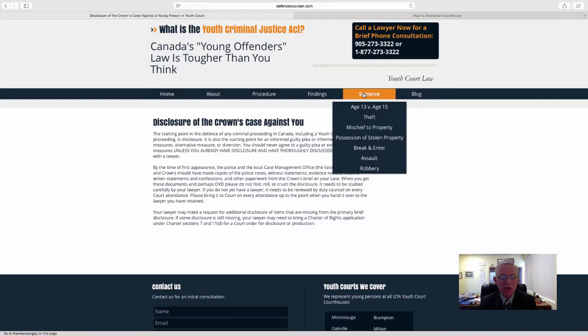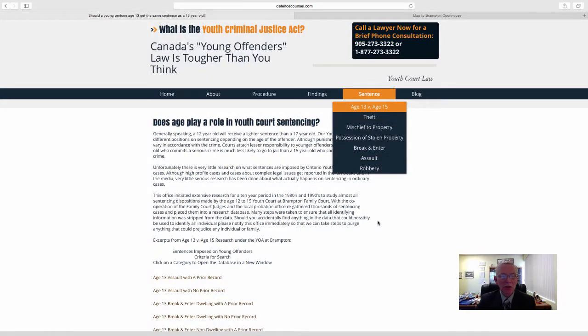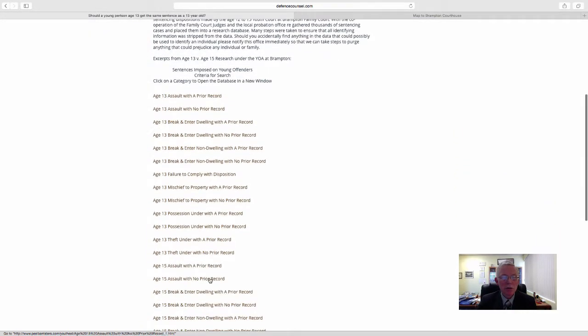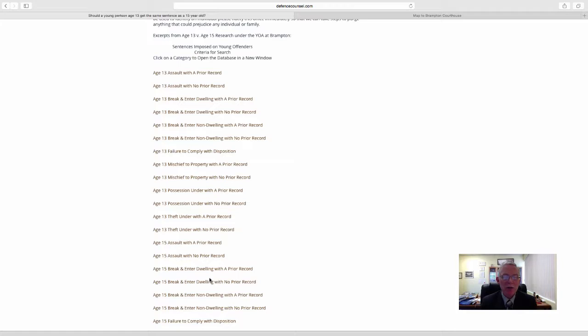Now, I've done a lot of research in the past about sentencing of young persons, and you'll notice a reference in a number of places in my website to something that I call a historical database. In particular, if you click on this link of comparison of age 13 against age 15, you can see information about data with respect to young persons age 13, age 15, and see some comparison of the differences in the kinds of sentences that judges have given historically at the Brampton Family Court with respect to 13-year-olds as against 15-year-olds.